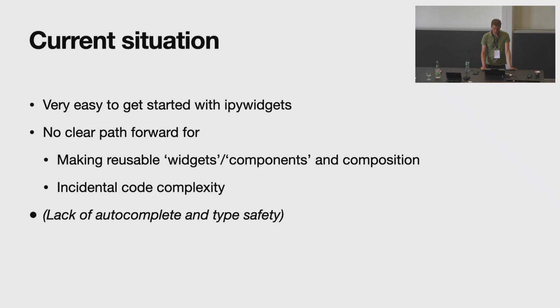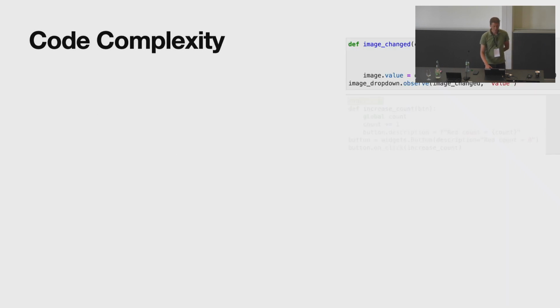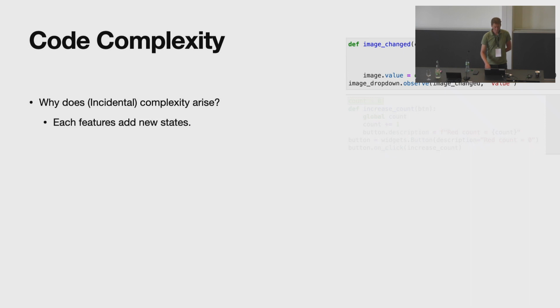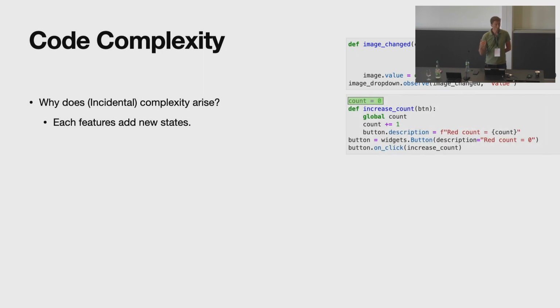But also we introduced something called incidental code complexity, and I'll skip the part about autocomplete and type safety. So let's dive into what's going on here. Why does this incidental complexity arise? Every time you add a feature, you usually add state. In this case, the value of this dropdown is a state value, and we introduced one button, which is another state value. But for every state transition, if I click on the button or I change the dropdown, you need to respond in the event handlers.